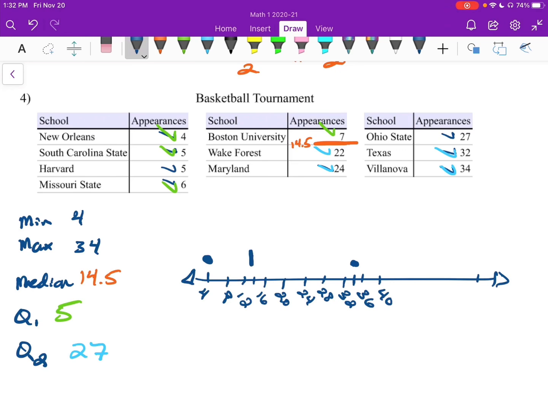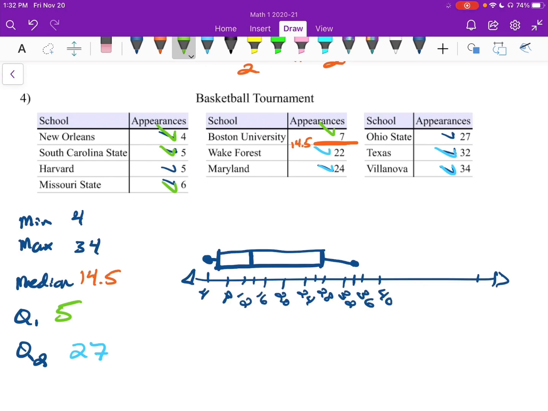Q1 is right there at 5, right next to 4. Q3 is at 27 over here. And I'm going to connect my vertical lines like that. I'll draw my little lines for my whiskers.